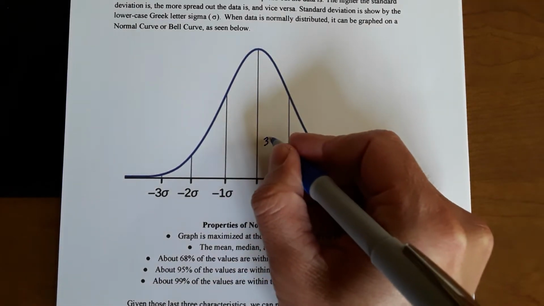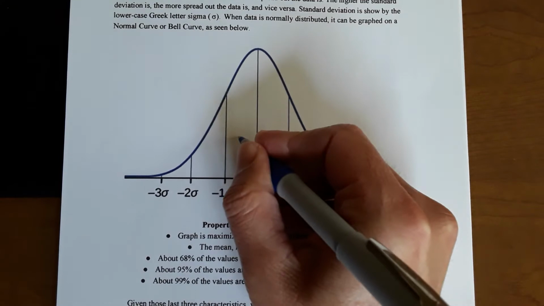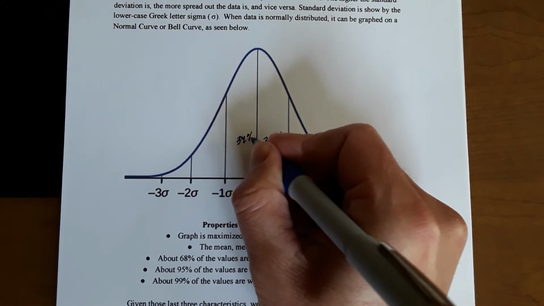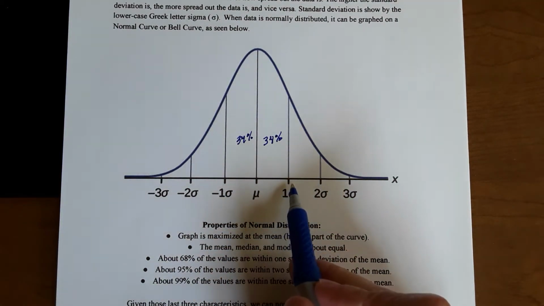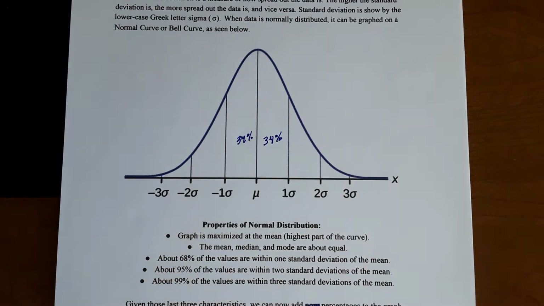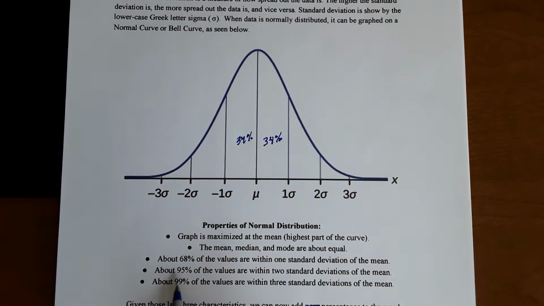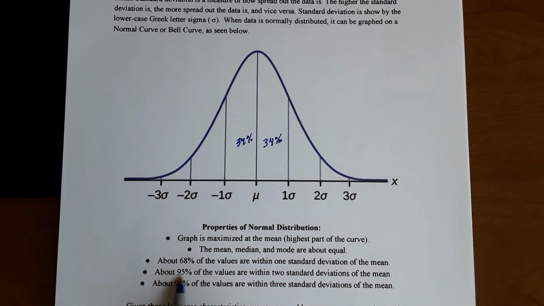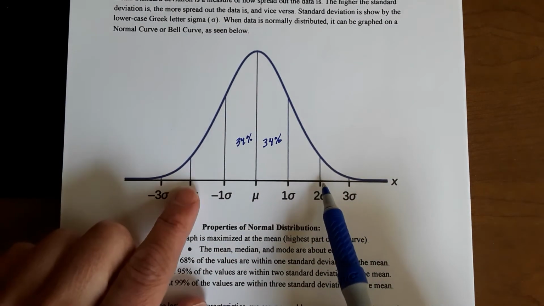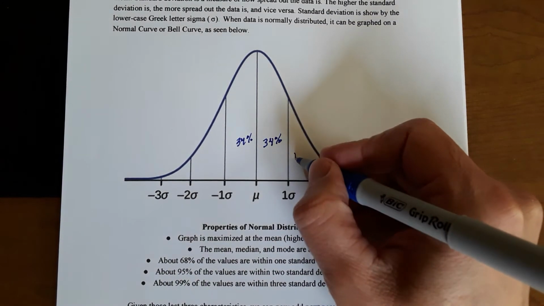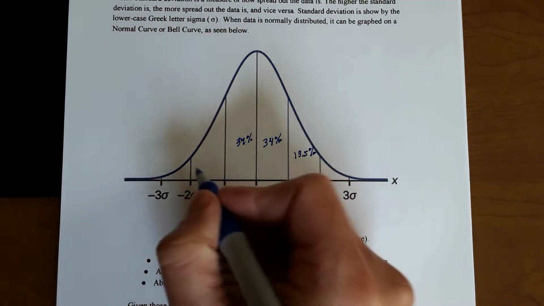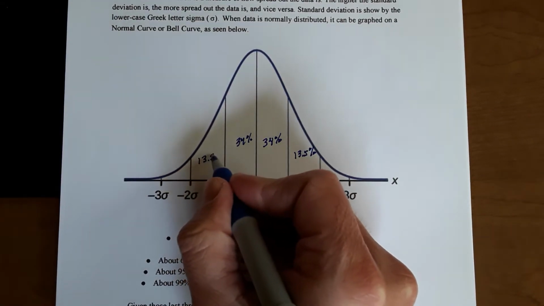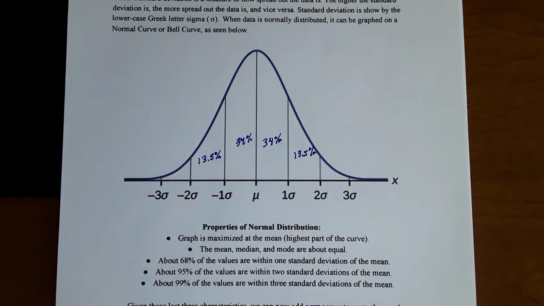Now what that means is that in each of these first 2 sections are 34% of the data. So from the mean, 1 standard deviation above is 34%, and 1 standard deviation below is 34%. All right, based on the second one, 95% of the data are within these 2. So what that actually means, I'll do the math for you here, is that that's got to be 13.5% of the data, and that little section is going to be another 13.5% of the data.